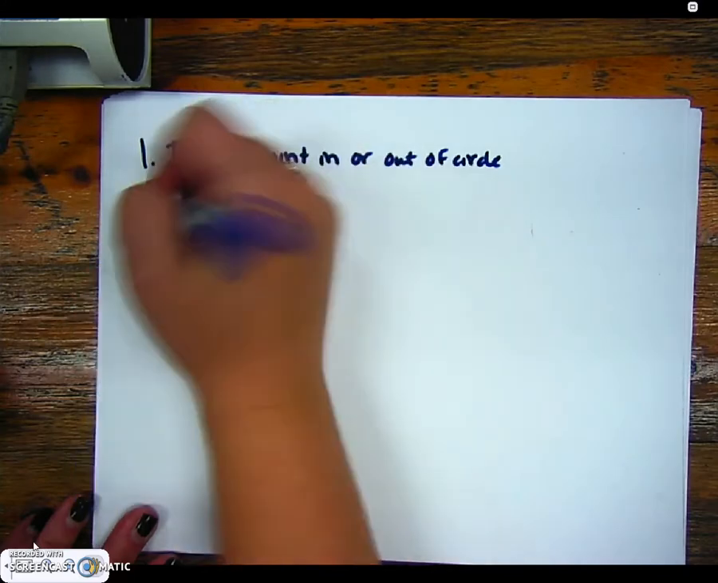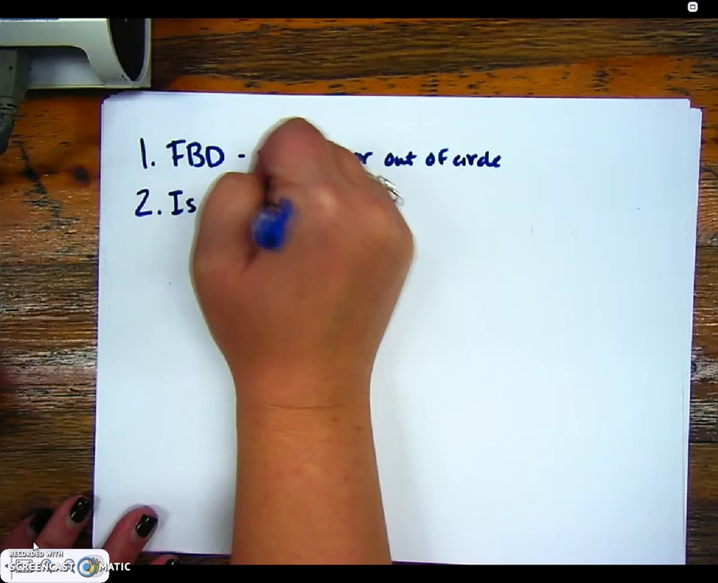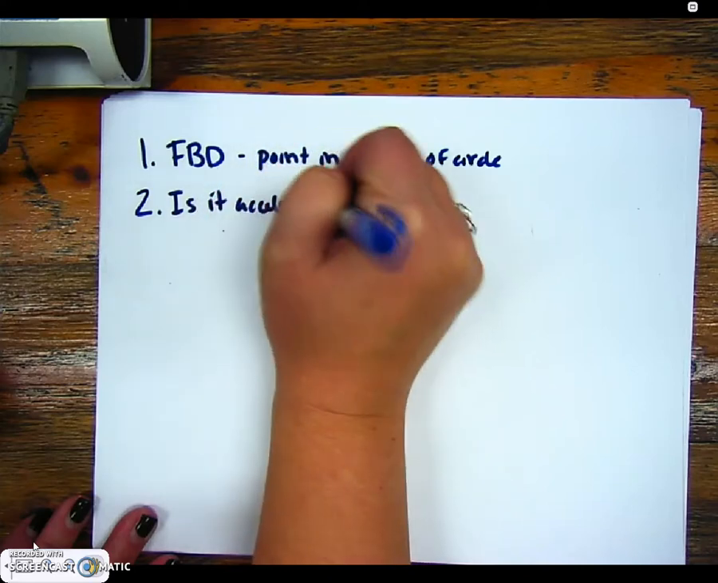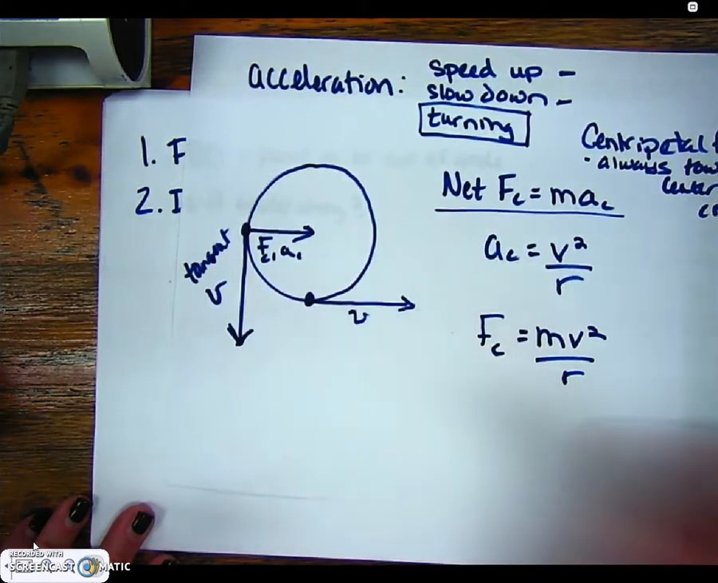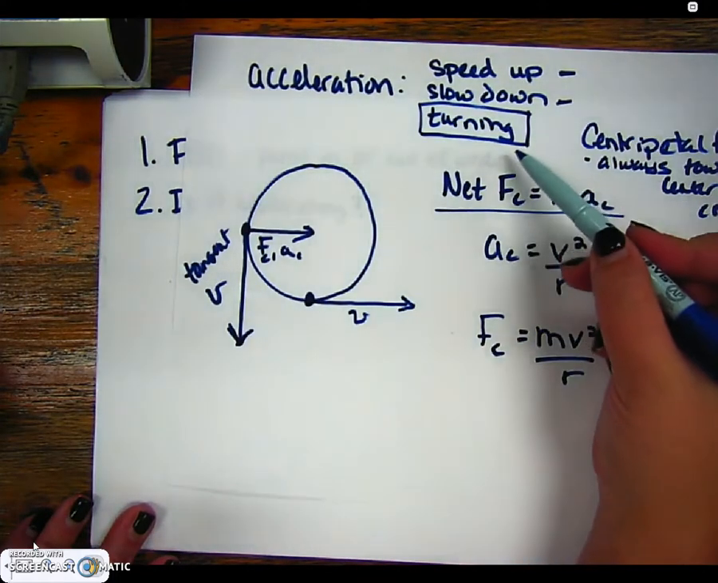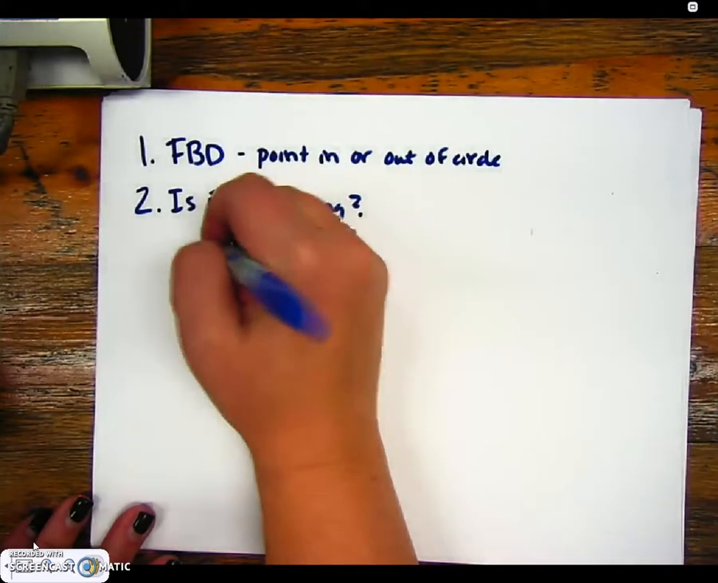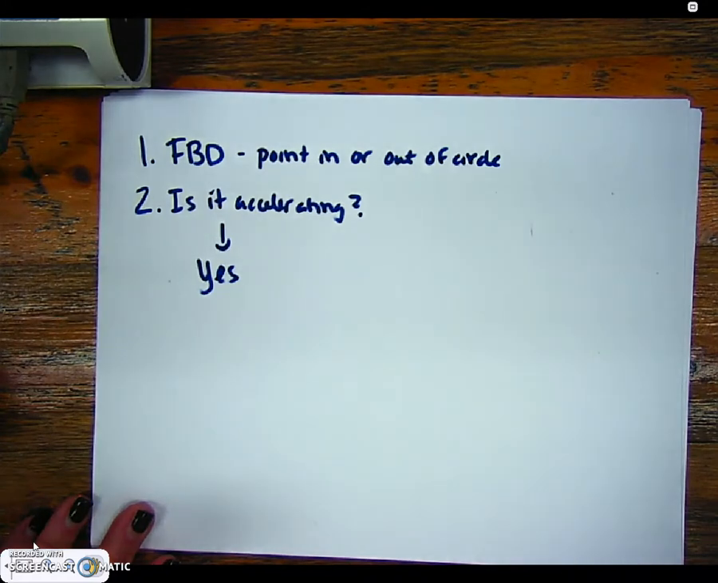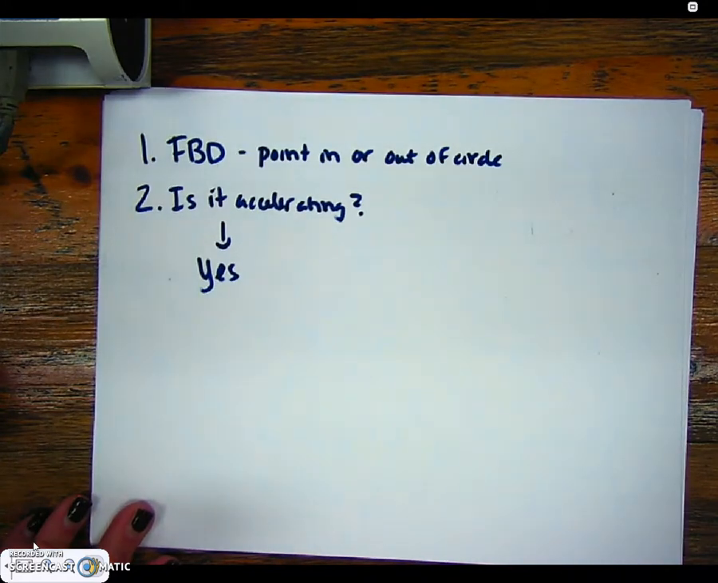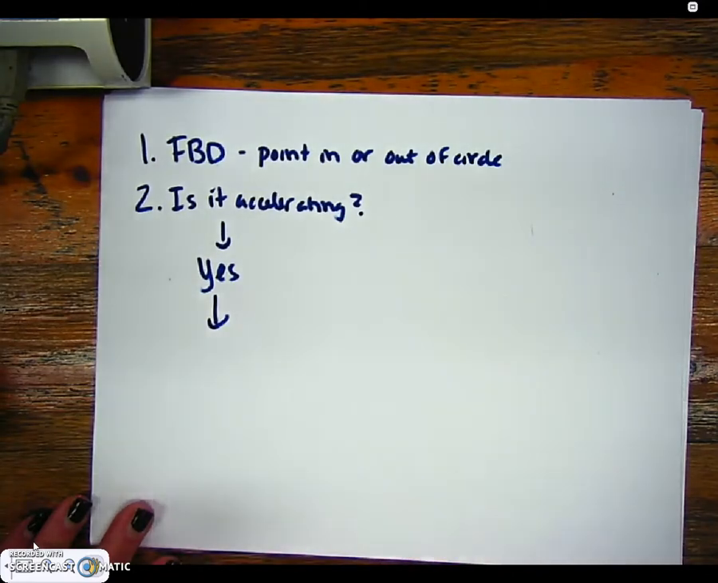Then we ask ourselves the second question: is it accelerating? When something is turning in a circle, the answer to this question is always going to be yes, because you're always turning. So it makes it easier. Before, we had to decide whether it was yes or no, and then whether we were going to set things equal to each other or do a sum of all forces equation. But here, the answer will always be yes.